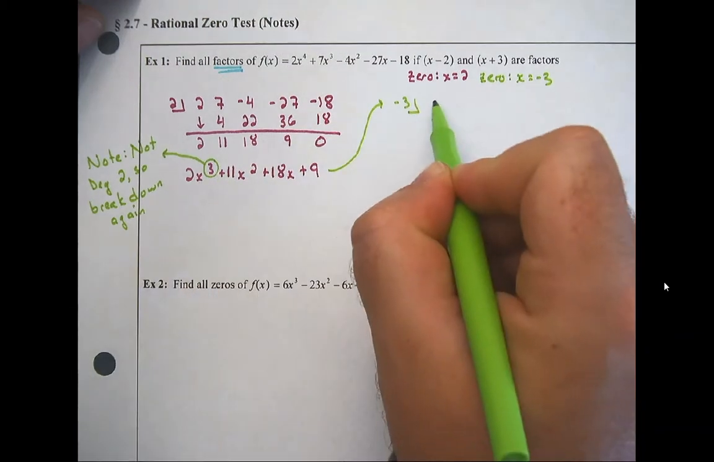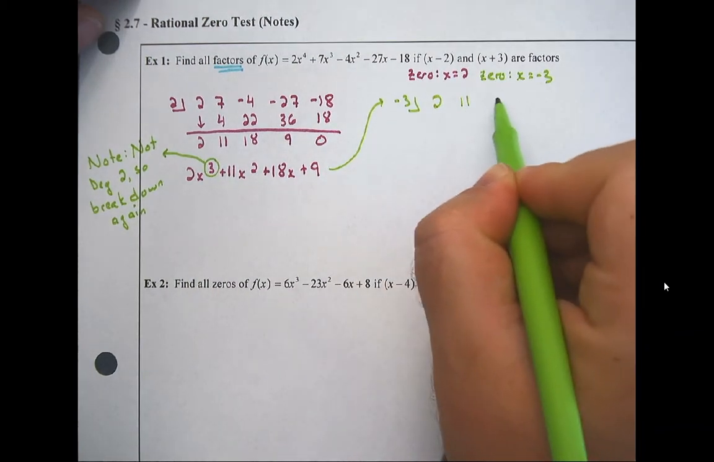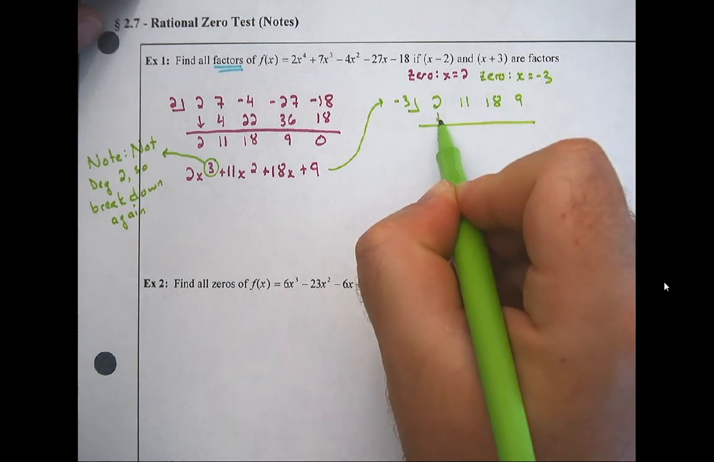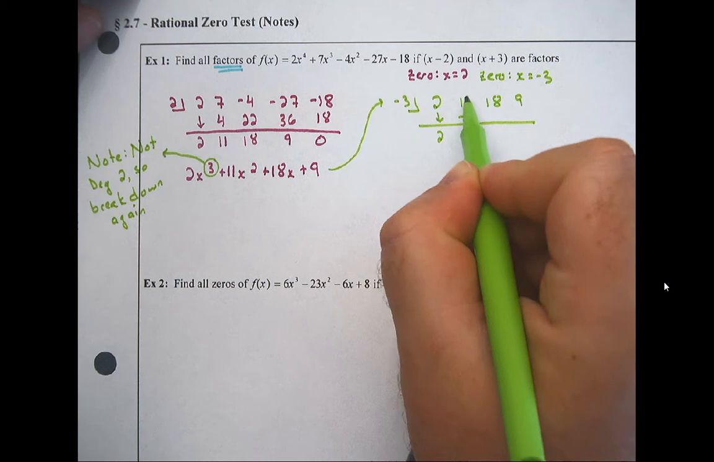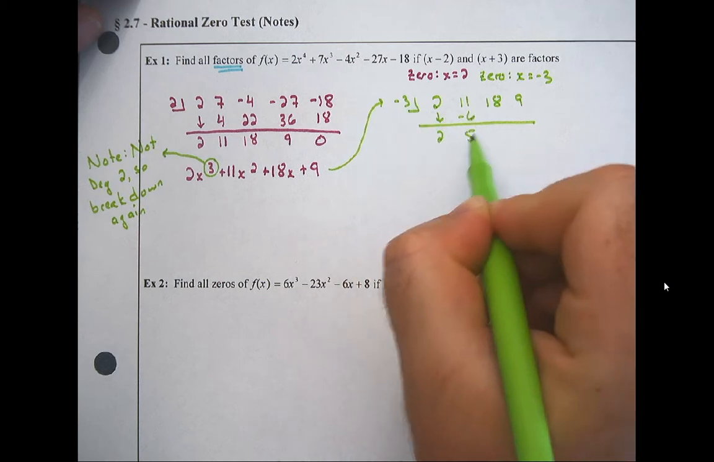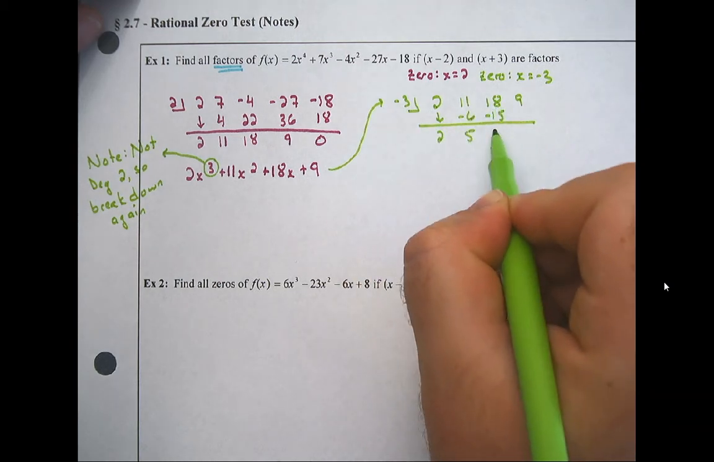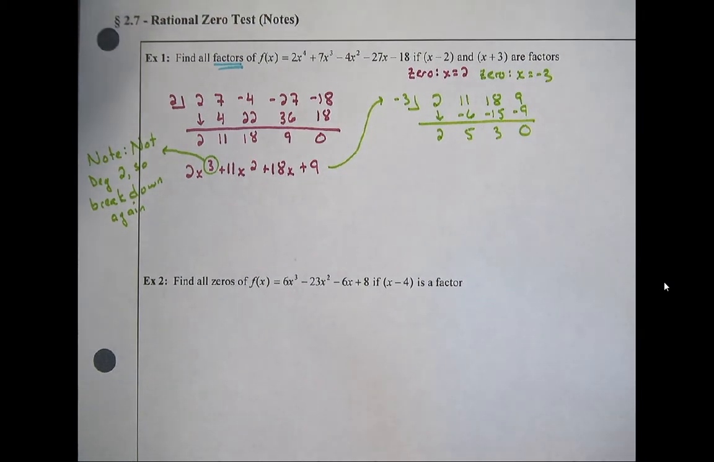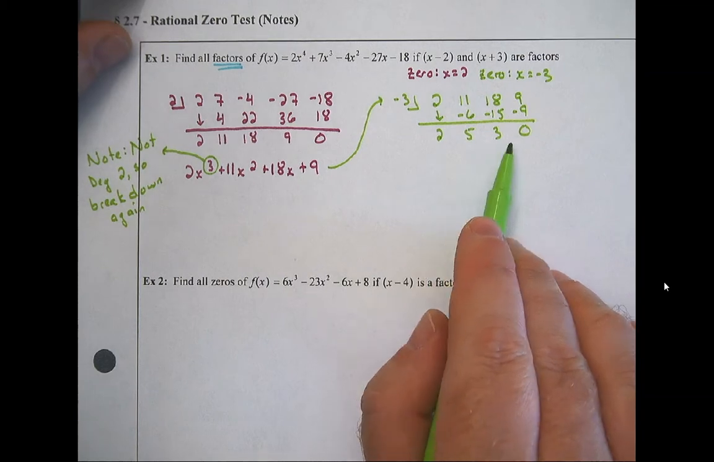So my coefficients are 2, 11, 18, and 9. The 2 drops. Multiply, that's -6. Add, that's 5. Multiply, that's -15. Add, that's 3. Multiply, that's -9. Add, that's 0. That's good that we've got a remainder of 0 again.